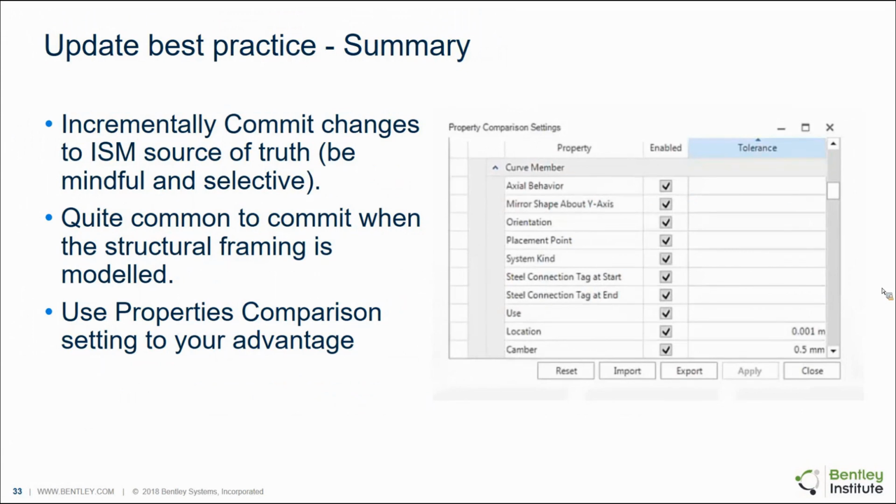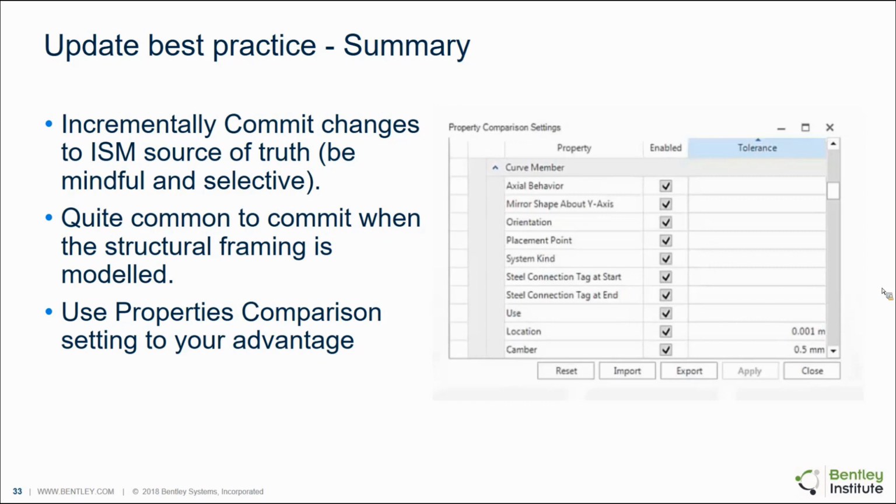Finally, when it comes to update best practice, what we recommend is to incrementally commit changes to ISM and be mindful and selective. So when you do an ISM update operation, by default, it shows a lot of objects either added, modified, or deleted. A lot of users just do a select all and accept, but you as the engineer have ultimate control over this. So you can select objects to accept, or even select properties within objects to accept, for example.